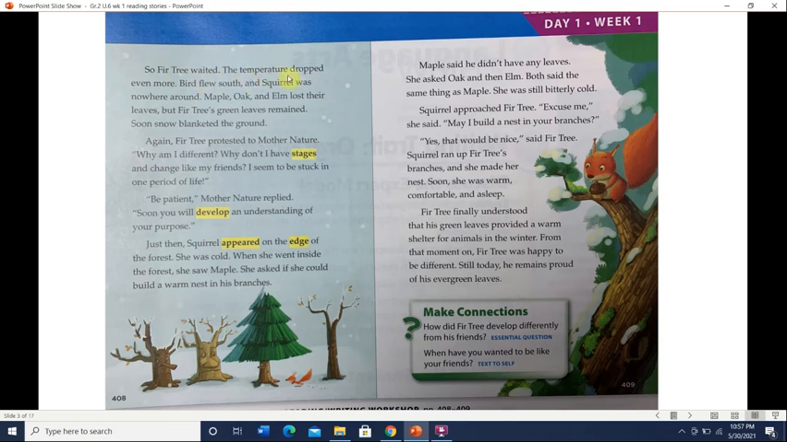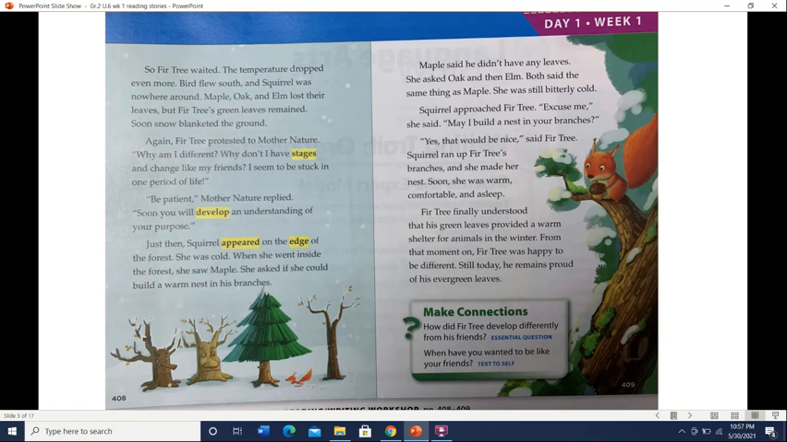The temperature dropped even more. Bird flew south and squirrel was nowhere around. Maple, oak, and elm lost their leaves, but fir trees' green leaves remained. Soon snow blanketed the ground. Okay, so after fall, winter started. So in winter, we know that the weather becomes very cold because the temperature starts to drop. When the temperature starts to drop, that means it starts to be very cold. And we see snow and all that.